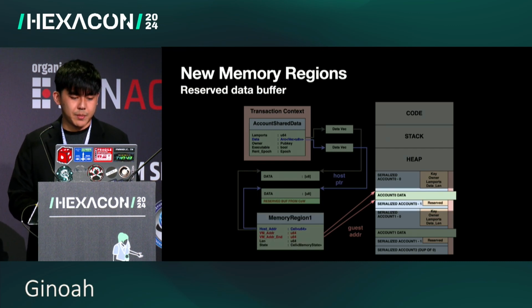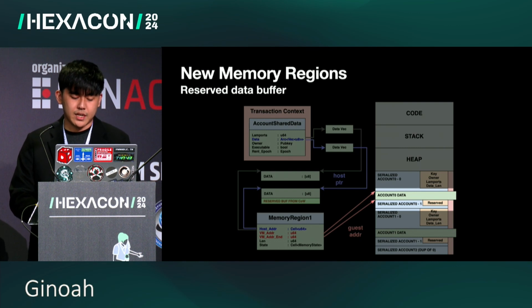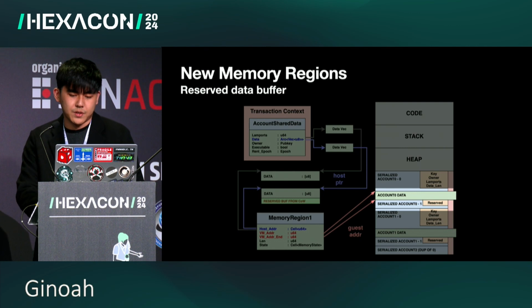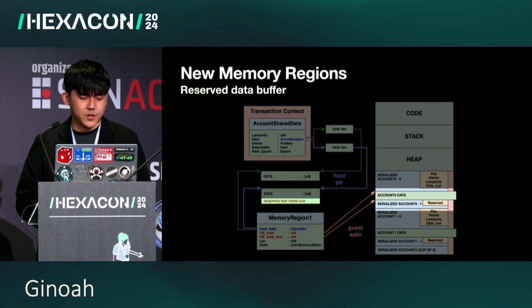This means the reserved data buffer doesn't benefit from direct mapping. When trying to write into the growth area, the guest address actually still points to the reserved data buffer, not account shared data's data, which is mapped. Therefore, it still requires an additional copy to the actual data buffer during account writes.